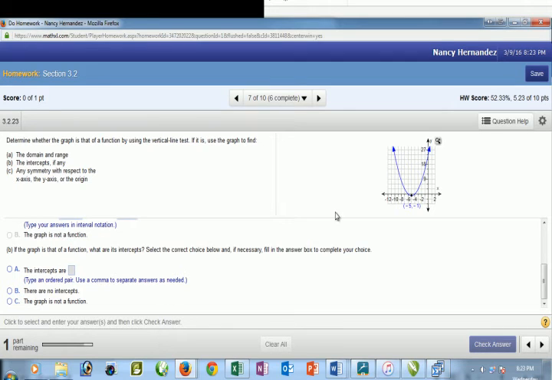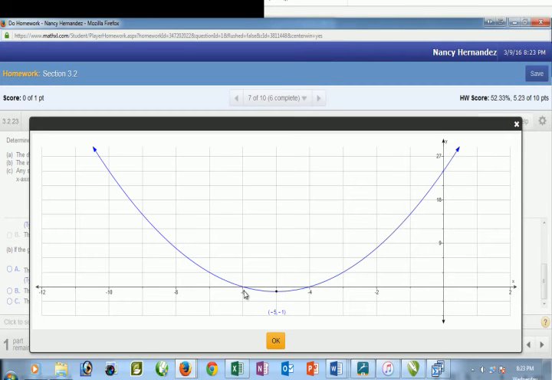The intercepts: how many intercepts do we have? 3. I see it cross 2 x's and 1 y. -6, -4, and this is 18. 1, 2, 3. Each one of these are worth 3. 18 plus 3 is 21. 21 plus 3 is 24.